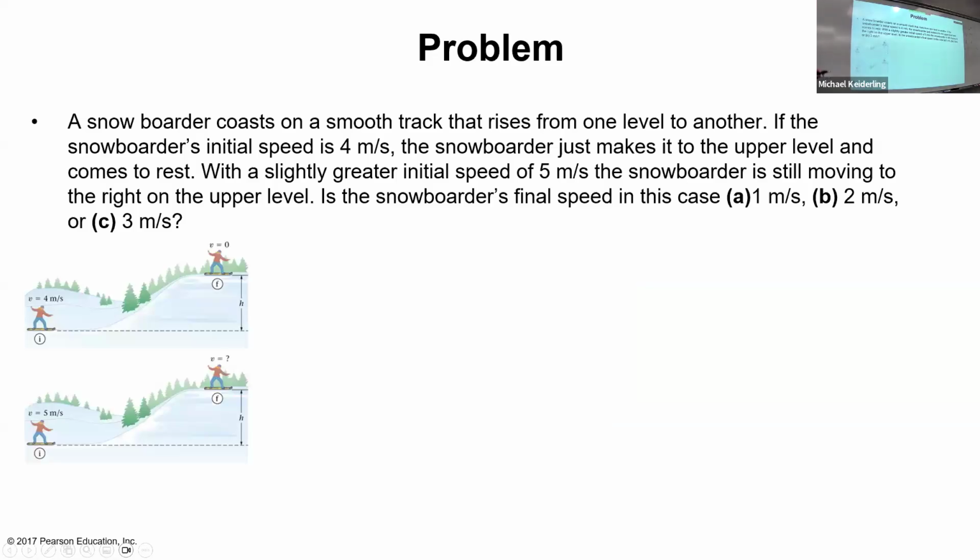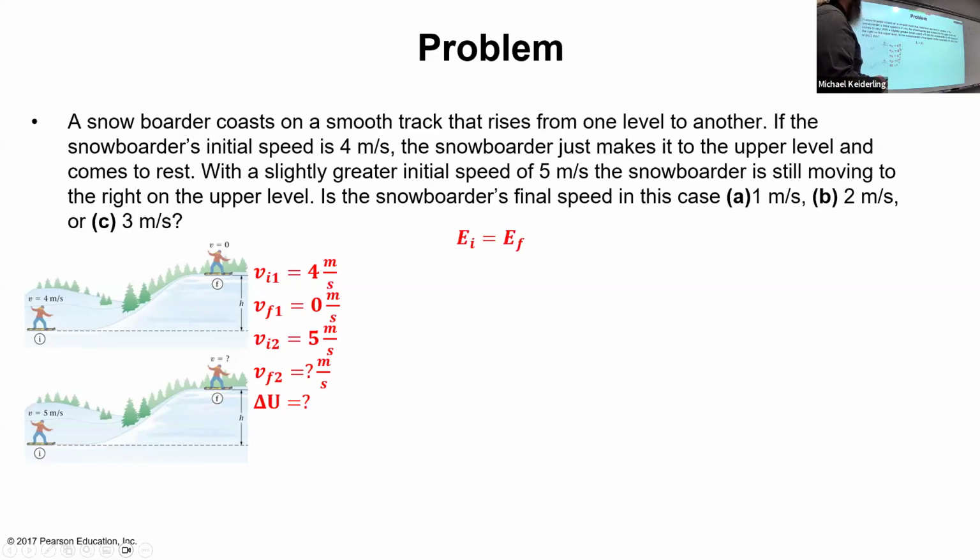So this is fairly straightforward. We can say V1 initial is 4 meters per second, the final one is 0 meters per second. The initial 2 is 5 meters per second, the final 2 is a question mark. We don't know what delta U is, our change in potential energy, but we're going to need to know it to figure out V final 2. So E initial equals E final. So K initial plus U initial equals K final plus U final.